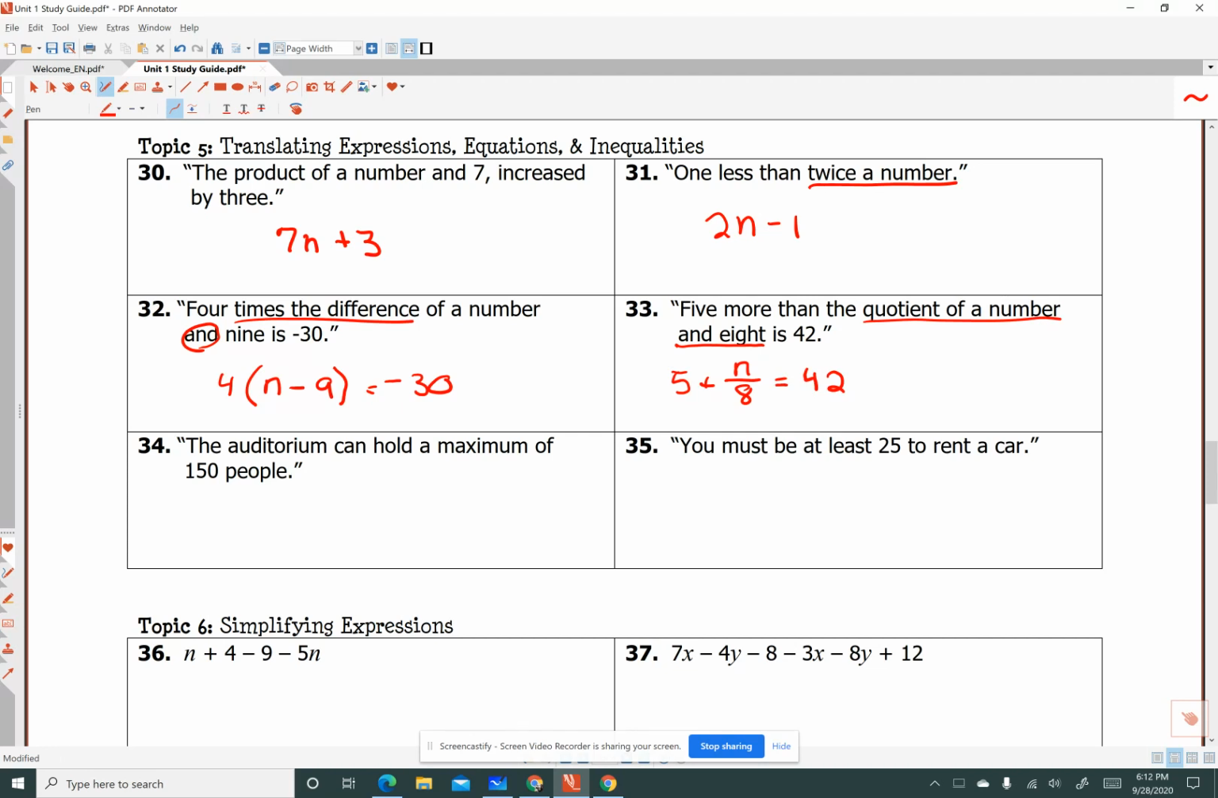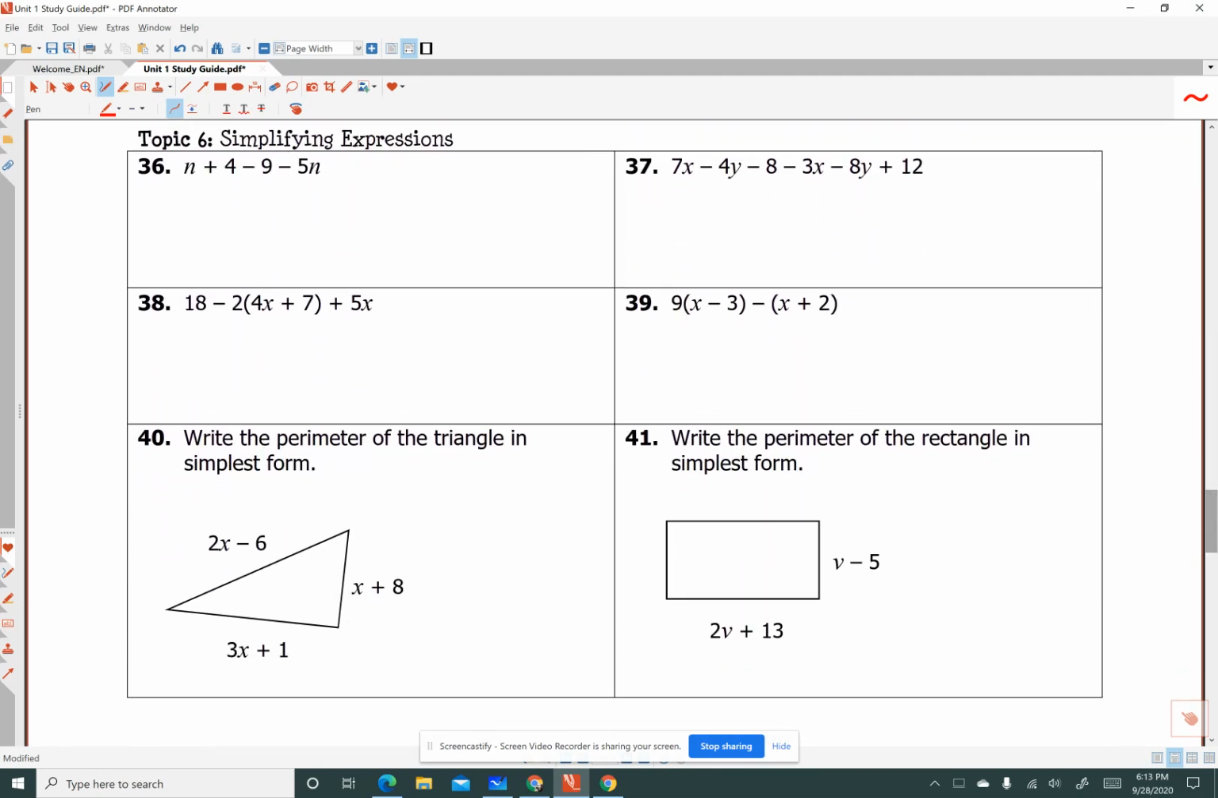The auditorium can hold a maximum of 150 people. So I'll use the first letter, A for auditorium. If it's a maximum, then 150 can be part of the answer set. So A is less than or equal to 150. You must be at least 25 years old, I imagine they mean, to rent a car. So age, I'll use A again. 25 is okay, so we can include 25. So age must be greater than or equal to 25.